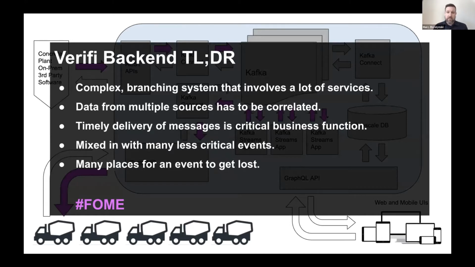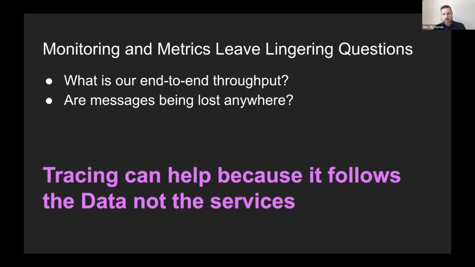we have a complicated branching system with a lot of services, data from multiple sources that has to be correlated. The delivery of messages is critical, timely delivery is critical. There are also lots of less critical messages coming in, muddying the waters. And there are many places for an event to get lost, hence my fear of missing events. We do have extensive monitoring and metrics gathering and alerting using Prometheus and Grafana, tools like that.